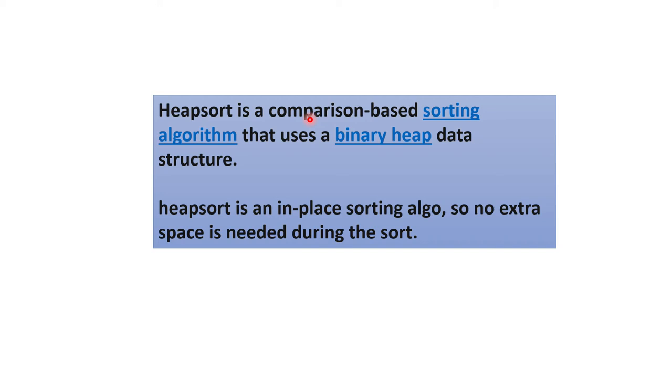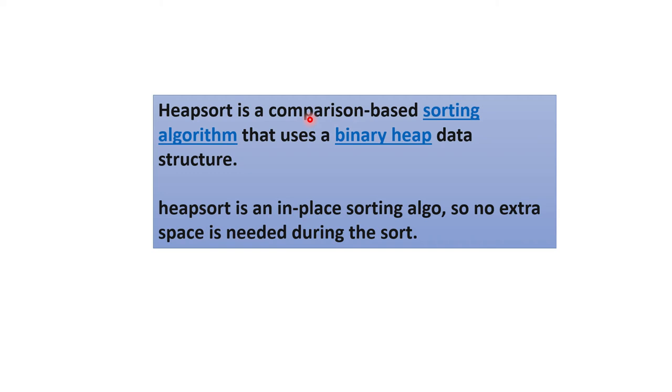And another thing is heap sort is an in-place sorting algo. So no extra space is needed during the sort. What is an in-place sorting algo? In-place sorting algo means we are not taking any extra space to sort it. So if you remember, we got the input array, we convert it into a max heap. Then in the same array only, where we created the max heap, there only we change the positions and make it a sorted array. So no extra space we took. That's why it's an in-place sorting algorithm technique.